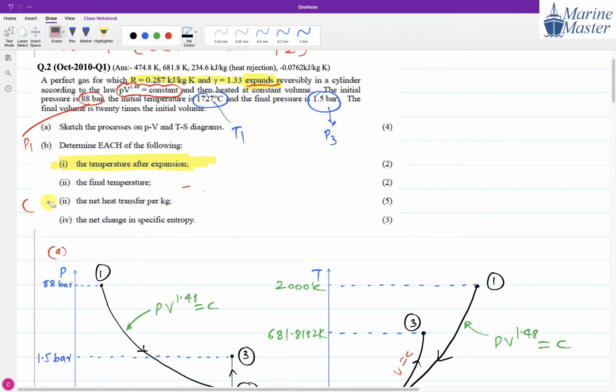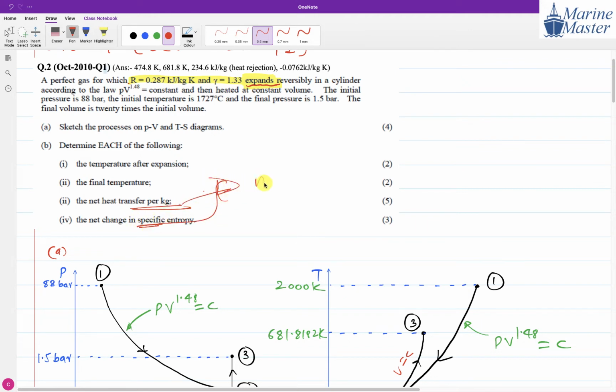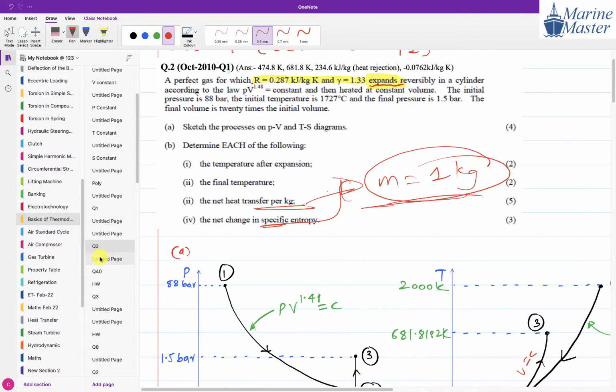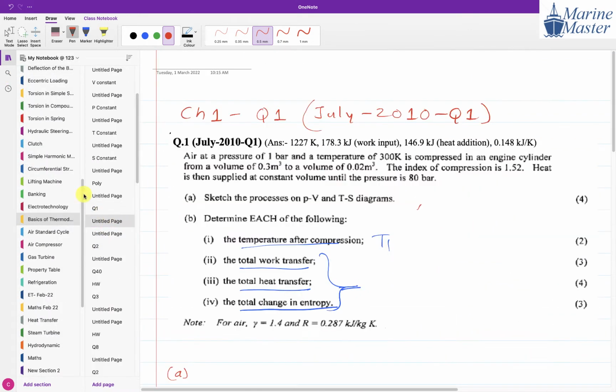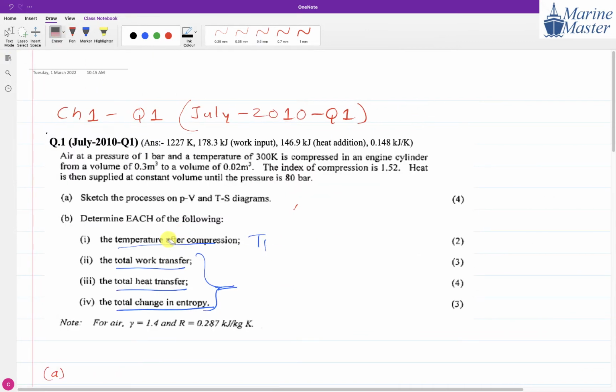If you observe this question, here they are asking us on a per kg basis, so here we have to take a mass of 1 kg. In this October 2010 question, they are asking us per kg basis, specific entropy, so here we have to take the mass as 1 kg. They have clearly mentioned it. But in this question, they have not mentioned anything.